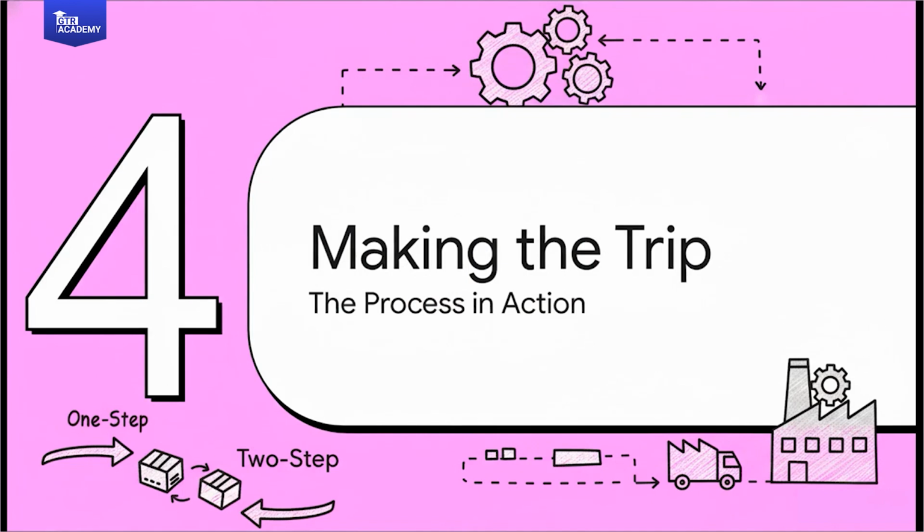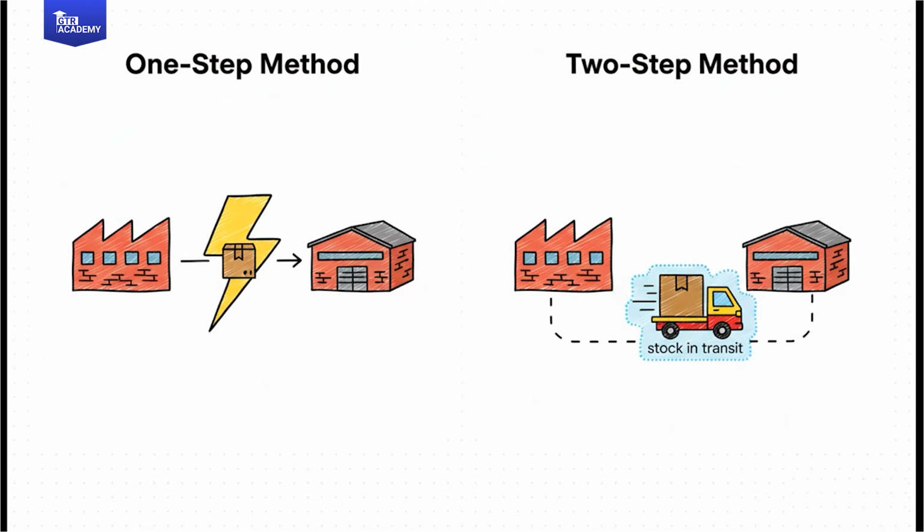All right, the setup is done, the rules are in place, it is finally time to actually make the trip. Let's see exactly how these two different methods, that one step versus the two step, actually work in the real world. So here it is, the big difference, boiled down. With the one-step method, the second the sending plant hits post goods issue, the system basically says, okay, they've been received. It's like the inventory just teleports. Boof! It's gone from one place and instantly appears at the other.